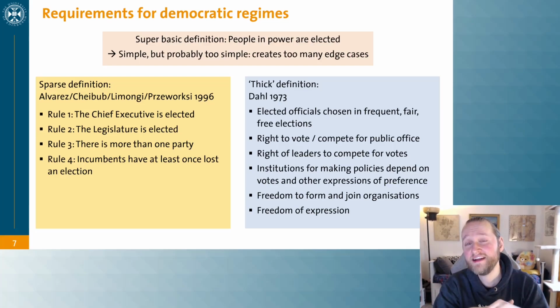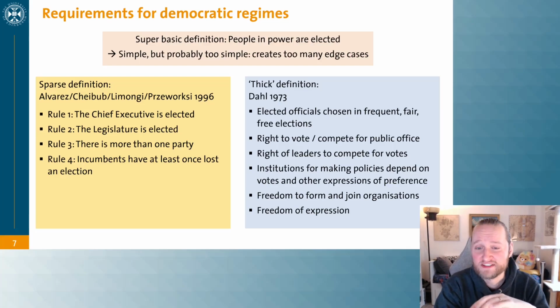Rule number 3 is there has to be more than one party. You can't have a proper functioning democracy when you only have one party, whether that's effectively one party or explicitly one party. So, there are other parties, for example, that you could technically vote for, in East Germany while it was around. There's other parties in China that you can vote for, but functionally, as far as it matters, there's really only one party you can vote for.